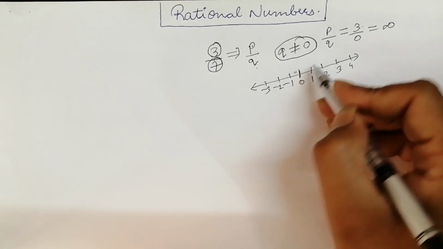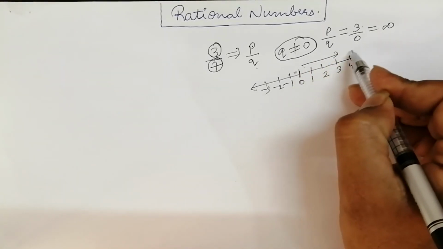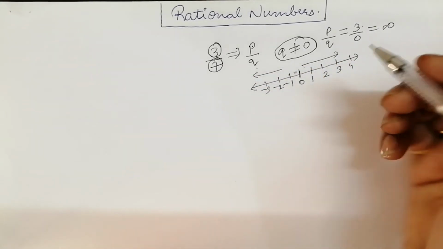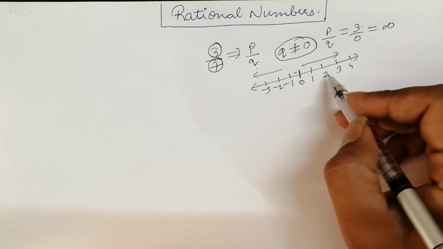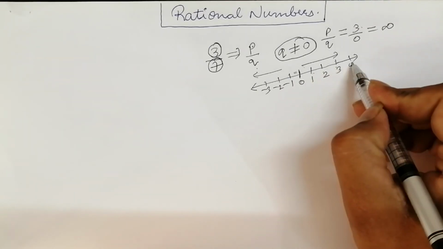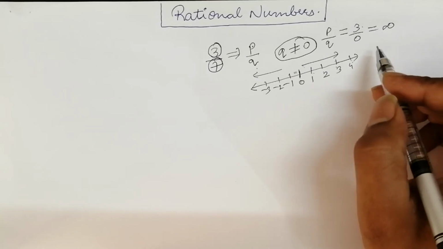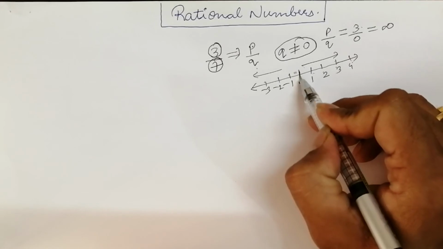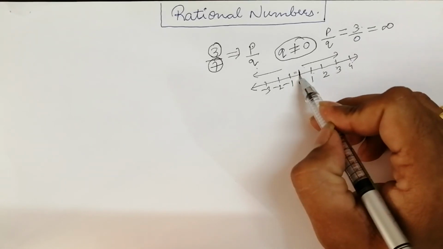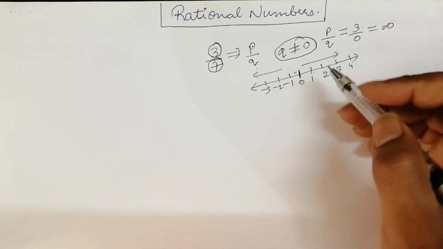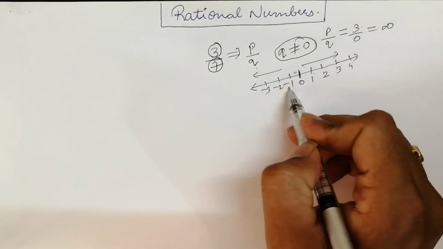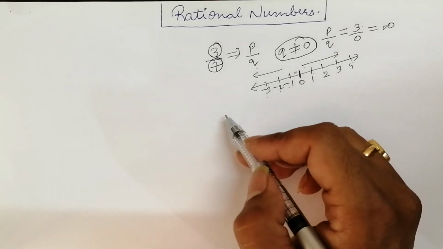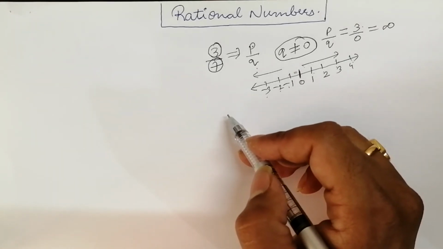You can see here the values on this side are called positive rational numbers, and the values on this side, left side, are called negative rational numbers. Okay, this 1, 2, 3, 4, 5, 6, 7 up to positive infinity are positive rational numbers, and this 0 is neutral. Okay, it is not positive and not negative. And the left side values, minus 1, minus 2, minus 3, minus 4, minus 5, minus 6 up to minus infinity, are all negative rational numbers.